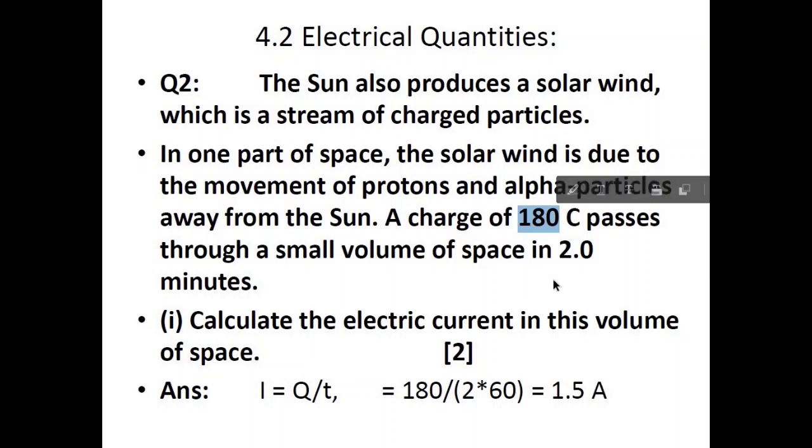However, if you remember, current is supposed to be the number of charges per unit time, or every second. Now over here we are given the value in minutes, so we'll have to convert it into seconds by multiplying it with 60, because in 1 minute there are 60 seconds. So 180 divided by 120 would give us 1.5, and the unit for current would be ampere.